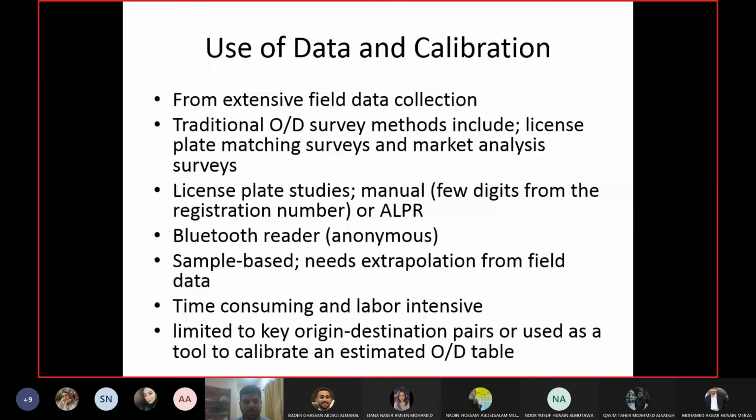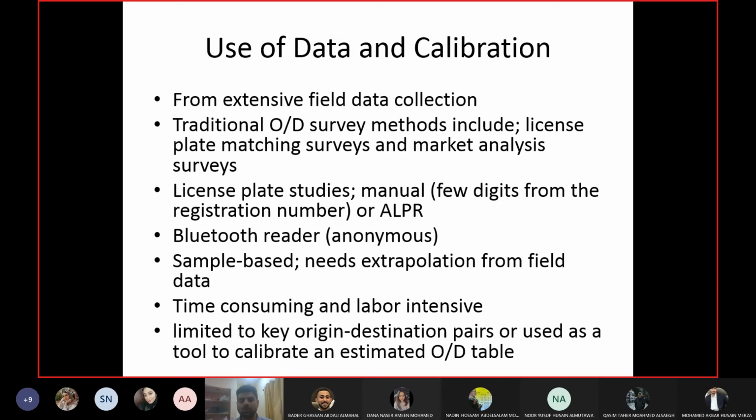Then we have Bluetooth readers as well. Bluetooth readers, basically, these are, you can say, towers or devices which can catch the signals of your mobile phones. All our mobile phones have Bluetooth sensors in them, right? So these Bluetooth readers sense the Bluetooth signature of your mobile phone, and they can track if your mobile phone is in a particular area or not.